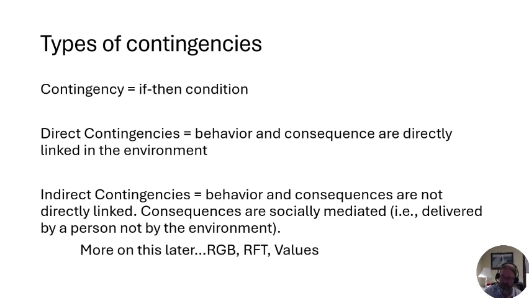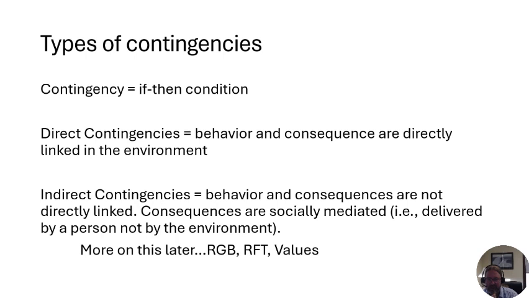So you do a thing and then something happens directly. That's a direct contingency. And then indirect contingencies are where the behavior and consequences are not directly linked through the environment. They may be linked in a socially mediated way. In other words, they're delivered by a person, not the environment. So, like a parent praising us, shaping our behavior through us following their rules.